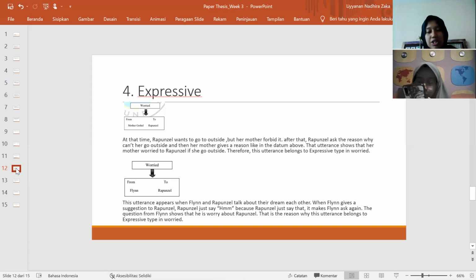And the next picture shows that this utterance appears when Flynn and Rapunzel talk about their dreams with each other. Flynn gives a suggestion to Rapunzel and Rapunzel just says that, and it makes Flynn ask again. The expression from Flynn shows that he is worried about Rapunzel. That is the reason why this utterance belongs to the expressive type in words.